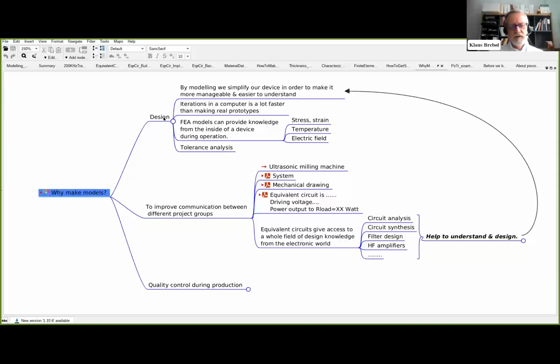So that's one part of modeling. But there's another one, and that is it can be used to improve communication between different project groups. We have just heard that we need quite a lot of different expertises involved in this. So as an example, I'll show you an ultrasonic milling machine.